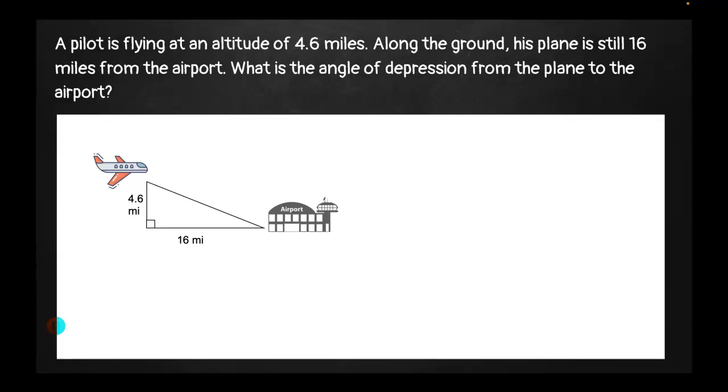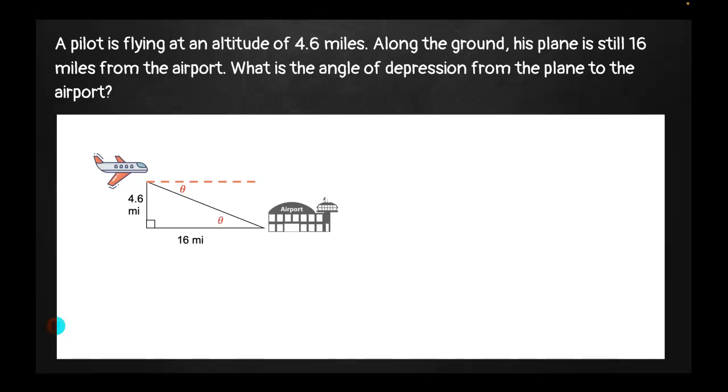Now here you have a pilot who is flying at an altitude, which is the same thing as height, of 4.6 miles. Now along the ground, so the bottom or one of the legs of your right triangle, the plane is 16 miles from the airport. So we want to know what's the angle of depression from the plane to the airport. Remember, my angle of depression, I got my horizontal line of sight, and then looking down at, in this case, my airport, that forms my angle of depression.